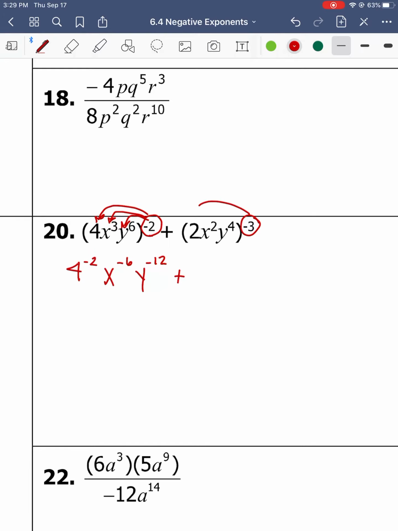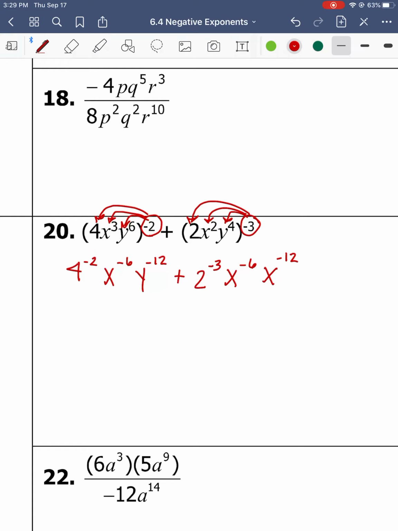Okay, and then we're going to do the same thing here. Negative 3 goes to the 2, it goes to x squared, and it goes to y to the 4th. So we have 2 to the negative 3. We have x, and then we're multiplying the 2 times negative 3, which is negative 6. And then we have y to the 4th times negative 3, which is y to the negative 12th.